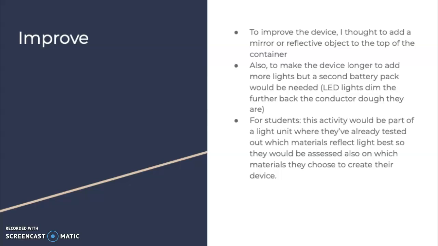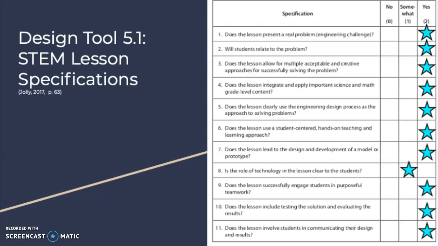Also to improve my device, I thought to make it longer to add some more lights. Now if I would do that, I would need a second battery pack, because the further down the line you get with the lights, they grow dimmer because they're so far away from the battery pack. So you would almost need another battery pack to come in on the other side, but that's just another improvement for the context of the problem. So my lesson plan for that is attached, so please feel free to look at that.